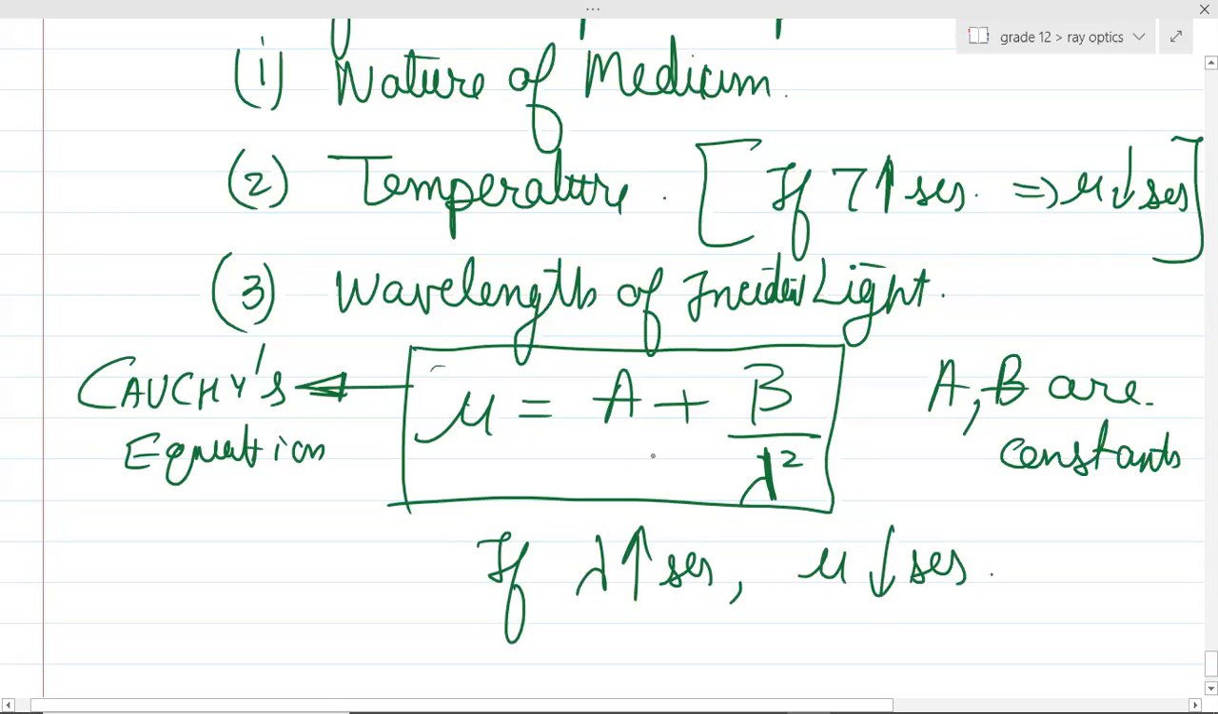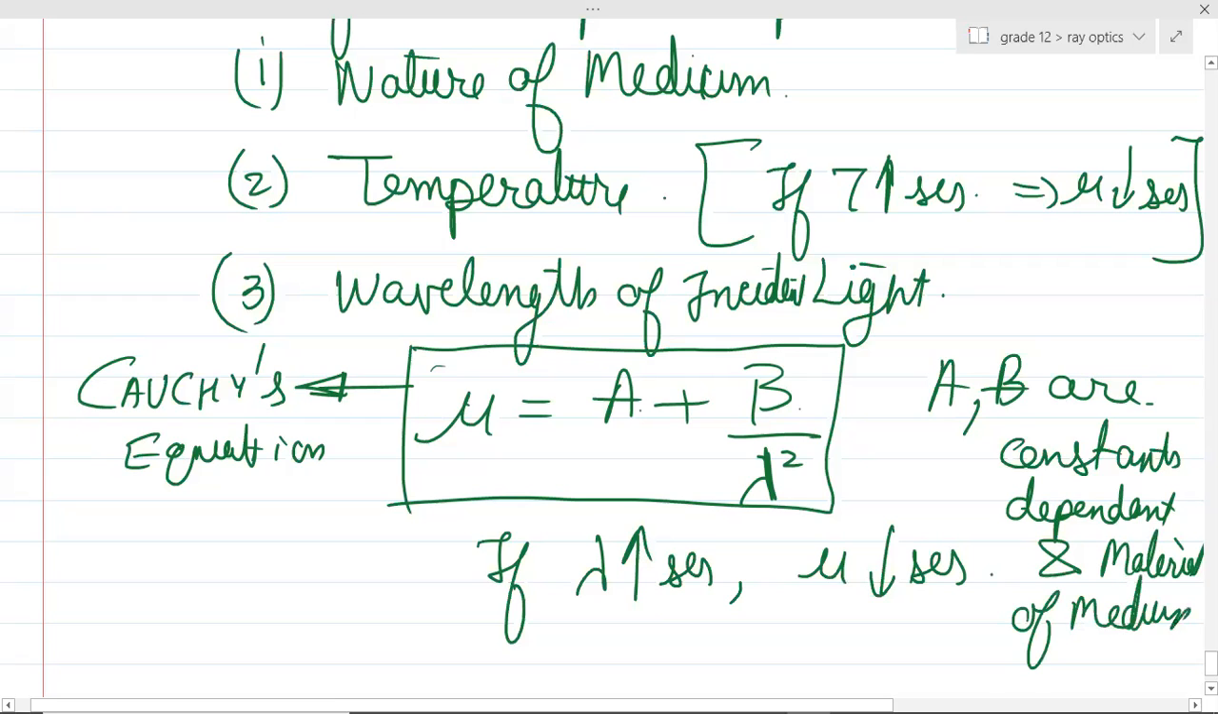But it does not decrease directly. It goes according to this Cauchy's equation. A and B are constants which are dependent on the material of the medium and temperature. So basically, the first and second points I have included in this equation. Is this clear?